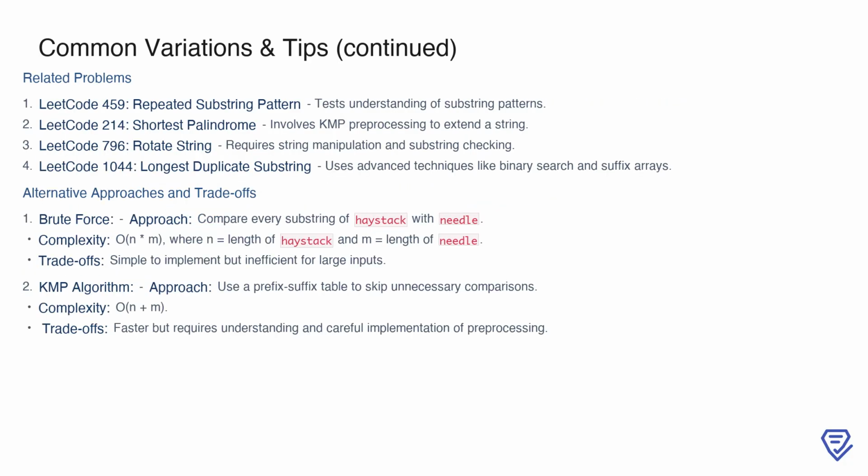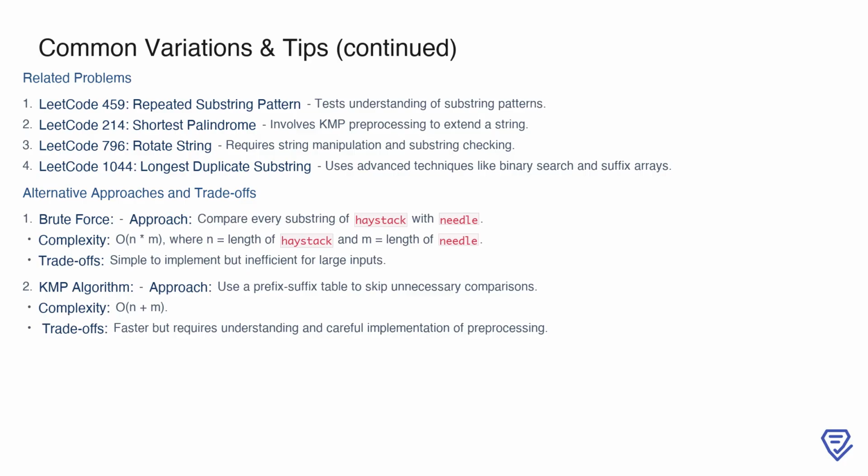String search problems are foundational in coding interviews, and they often overlap with related challenges. For example, LeetCode 459, Repeated Substring Pattern, tests your ability to identify repeating patterns within a string. LeetCode 214, Shortest Palindrome, involves extending a string to make it a palindrome and uses KMP preprocessing. LeetCode 796, Rotate String, requires checking if one string is a rotation of another, which relies heavily on string manipulation. Lastly, LeetCode 1044, Longest Duplicate Substring, introduces more advanced techniques like binary search and suffix arrays.